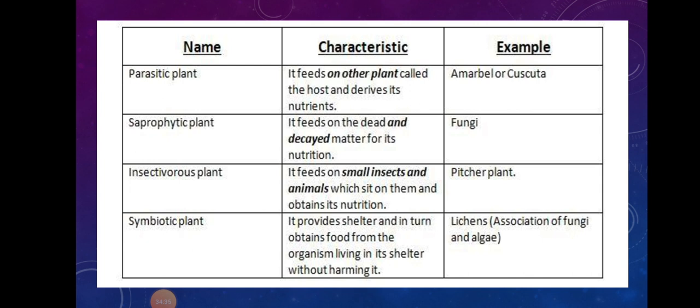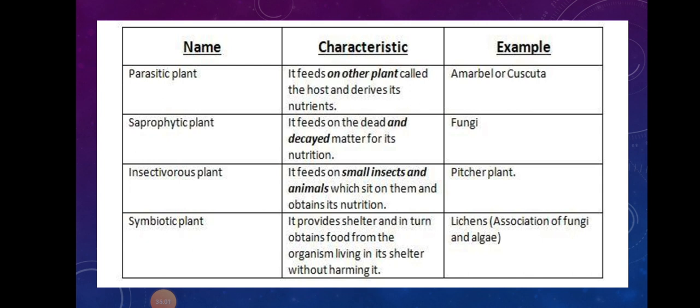Amarbale and Cascuta, if you have seen, these are the small plants which grow on other plants. Therefore, they derive a part of their nutrition from the parent plant. That is, the minerals and the water is taken from the parent plant on which they grow, and therefore they are known as parasitic plants. Examples are important. Please try to remember Amarbale or Cascuta.